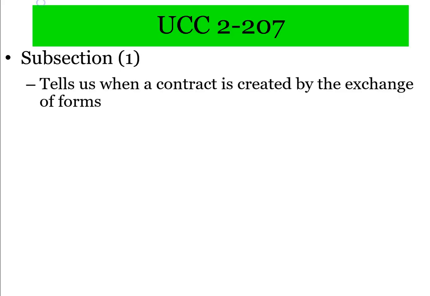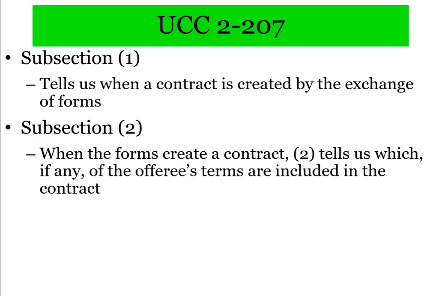UCC 2-207(1) governs when a response which purports to be an acceptance but contains terms which are different from or additional to those in the offer can act as an acceptance. It also describes how the offeree can prevent his response from becoming an acceptance. Subsection 2 governs when the additional terms in the offeree's acceptance become part of the contract. Note that you only reach this subsection if you first determine that a contract has been created under 2-207(1).